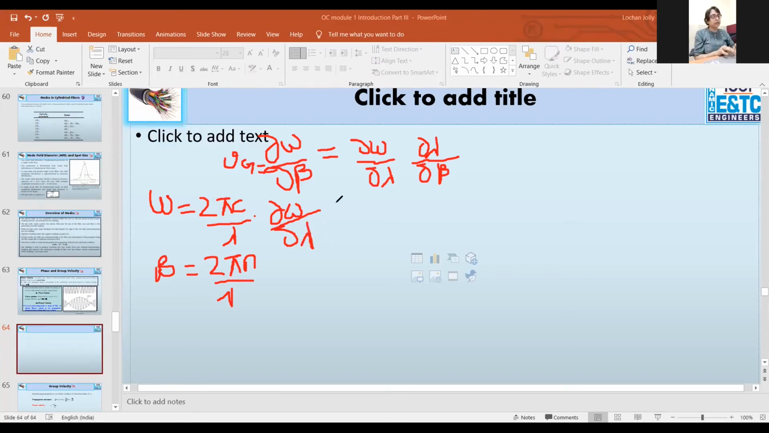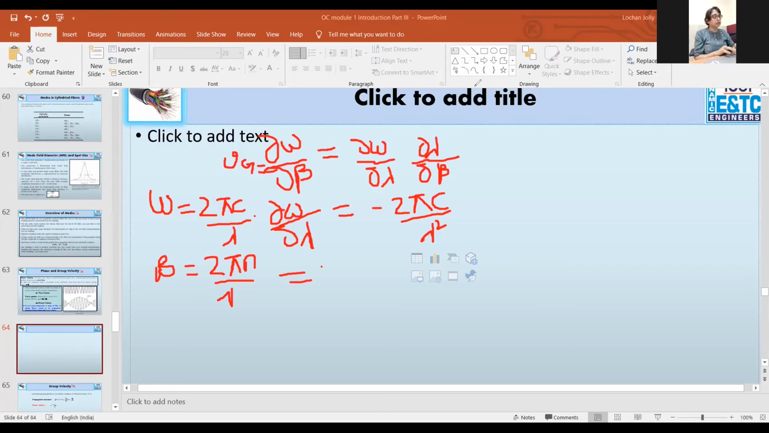Can anyone tell me the partial differentiation of this? क्या होता है ये? Yes. Minus 2 pi c by lambda square. Perfect. It is minus 2 pi c by lambda square, because see, everything is constant. It's only the lambda that is varying. So it is lambda square. Now tell me, what will be del beta?